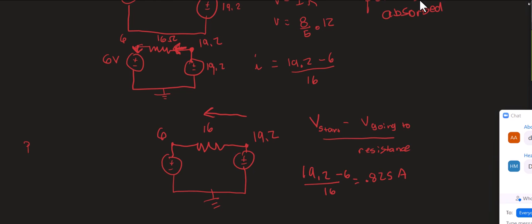And now to find my power, I take my current with the sign that it has. So the sign that it has is positive, which is 0.825. And then as it goes into the voltage source, I take the sign that it's entering into the voltage source, which is positive. So P equals IV. And that gets me 4.95 watts, which is positive, and positive means absorbed.